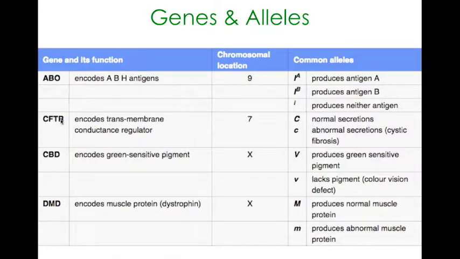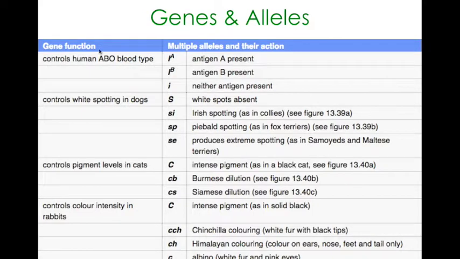You've got a few others, CFTR, which codes for cystic fibrosis. It codes for the particular regulator that, if it stuffs up, ends up resulting in cystic fibrosis. You've got a capital C for normal, and a lowercase c for abnormal. So you can see this one has two alleles of the same gene, right? Same set of instructions, except one codes for a normal secretion and one codes for an abnormal secretion, which doesn't work, right? And we'll look at that in later chapters. Here are a few more. You can see now you've got even more variations. Some of them have up to four, so S, SI, SP, SC, and so forth, okay?